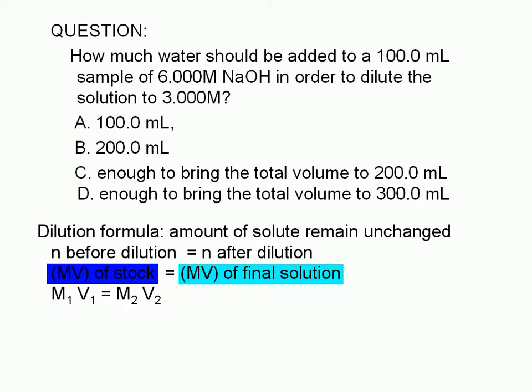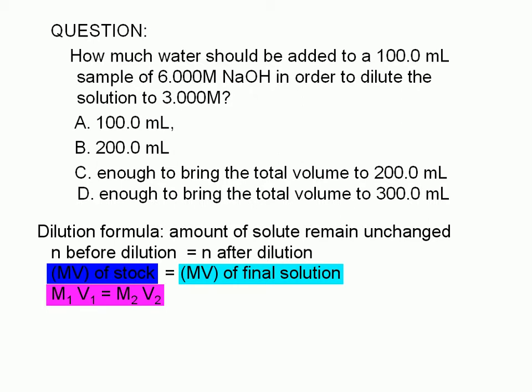The original solution is called a stock solution. It is common practice in the laboratory to keep concentrated solutions in stock and just dilute a sample of the stock to get less concentrated solutions. If we use solution 1 to be the stock and solution 2 to be the final solution, we can say that during a dilution, M1 times V1 equals M2 times V2.